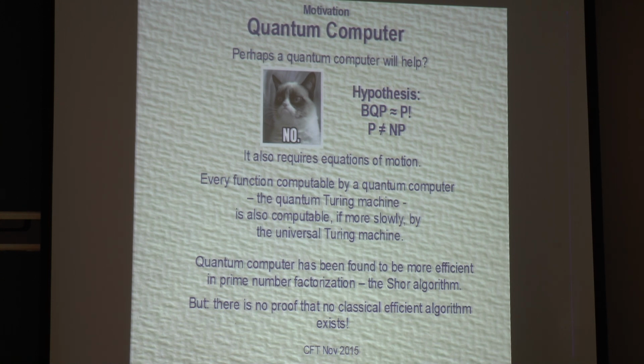Because a quantum computer in fact also solves equations of motion. And it is proven that every function computable by a quantum computer is also computable, if more slowly, by a standard quantum Turing universal machine. Actually, there has been found only one significant example where a quantum computer can outperform a classical computer, the prime factorization, the Shor algorithm. But it's important to remember that there is no proof that its classical efficient counterpart doesn't exist. No one knows. Perhaps it's just not found yet.